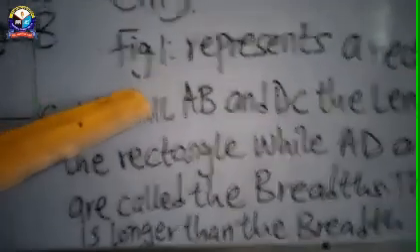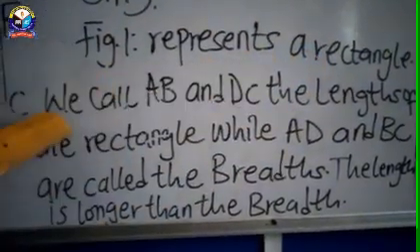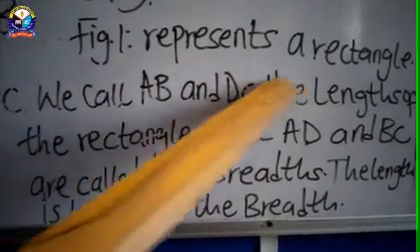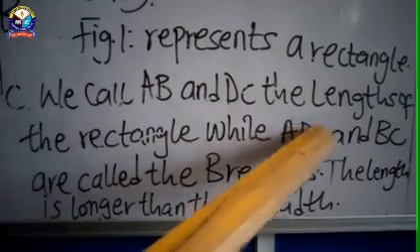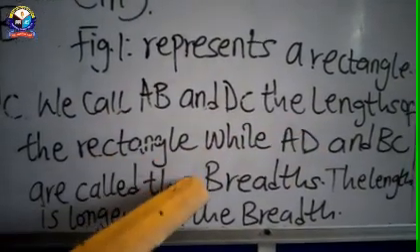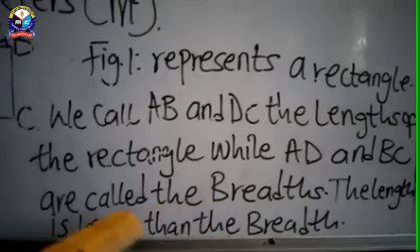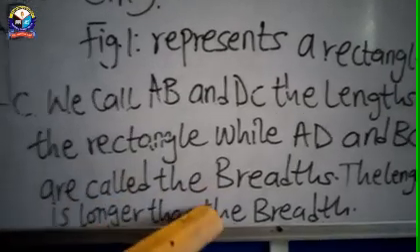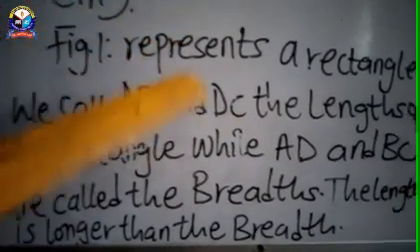And let's read through the explanation. Figure 1 represents a rectangle. We call AB and DC the length of the rectangle, while AD and BC are called the breadth. And you can see that the length is always longer than the breadth. So let's take a look at figure 2.